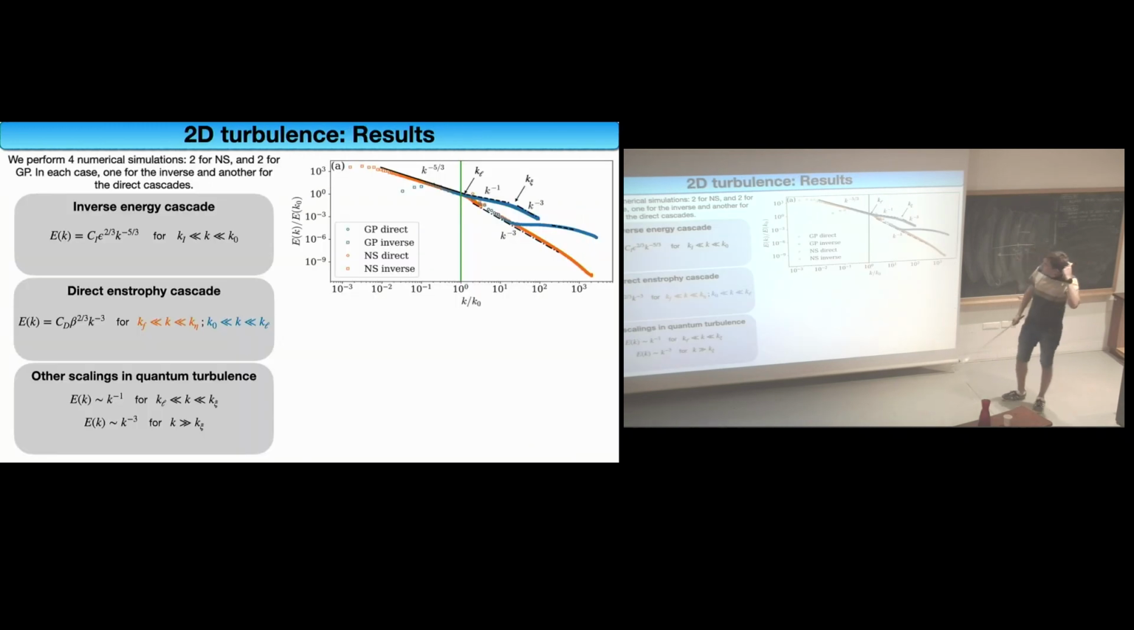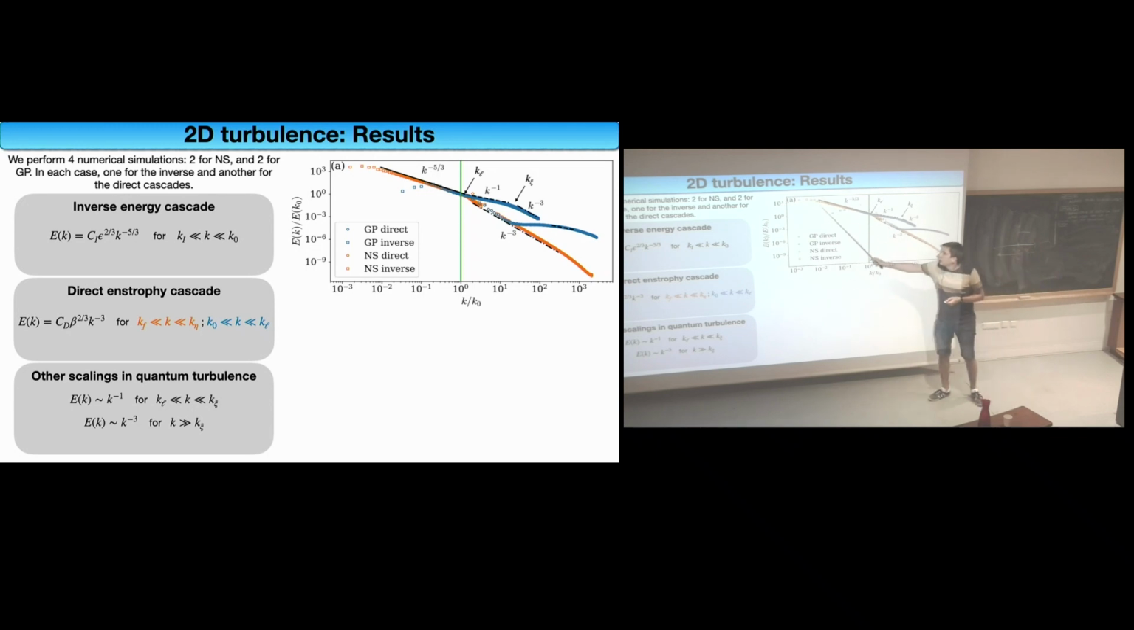Okay, so again, we performed 4 numerical simulations, 2 for Navier-Stokes, 2 for Gross-Pitaevskii, and in each case, 1 to study the inverse cascade, meaning that we force at small scales, and the other one to study the direct entropy cascade, meaning that we force at very large scales. So here I show you the energy spectrum as a function of the wave number normalized by the forcing wave number. And so let's first focus on Navier-Stokes, which are the orange curves.